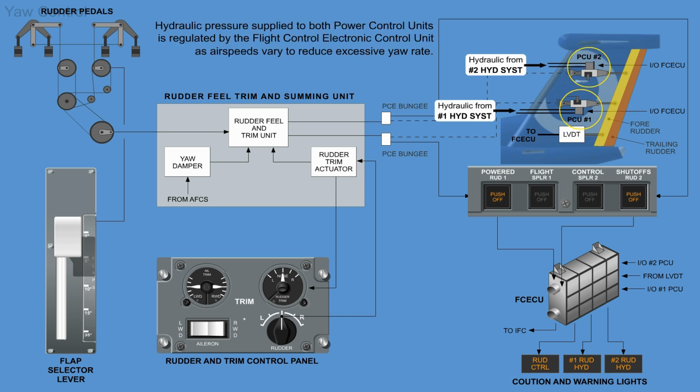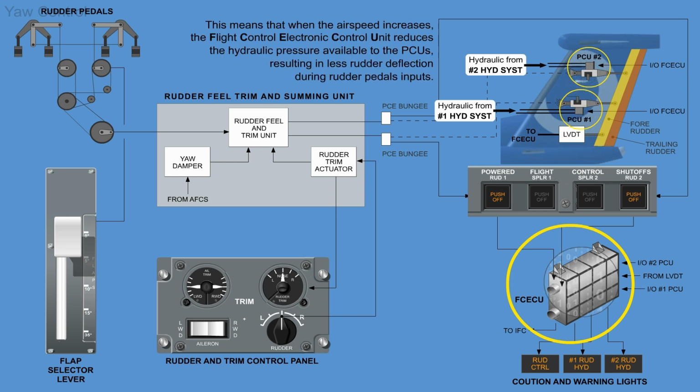Hydraulic pressure supplied to both power control units is regulated by the flight control electronic control unit as airspeeds vary to reduce excessive yaw rate. This means that when the airspeed increases, the flight control electronic control unit reduces the hydraulic pressure available to the PCUs, resulting in less rudder deflection during rudder pedal inputs.